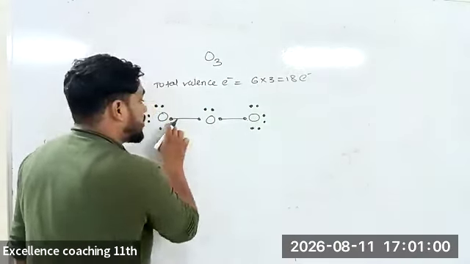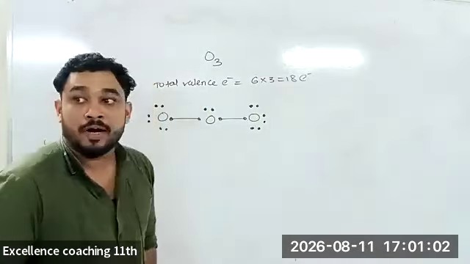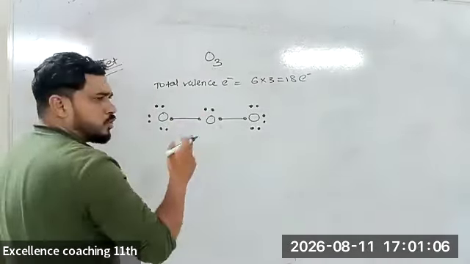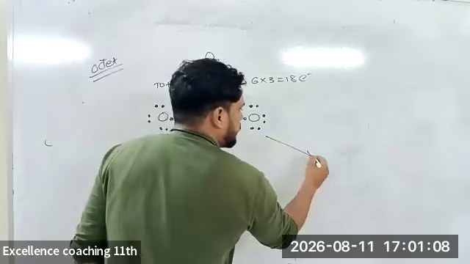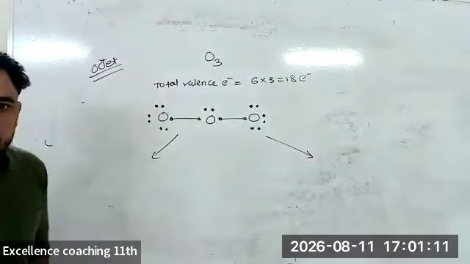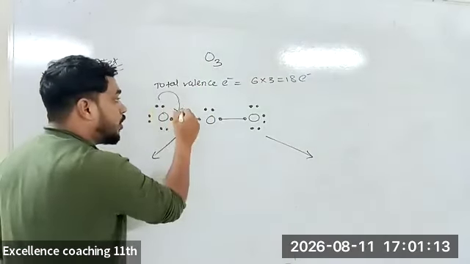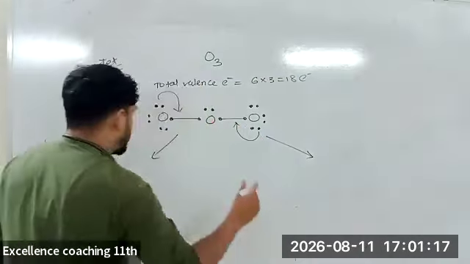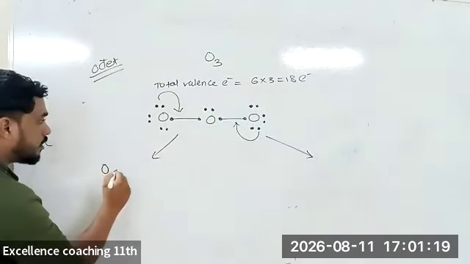1, 2, 3, 4, 5, 6. Is it complete? No. So we have to convert those lone pairs into what? Bond pairs. So how many structures will I get here? 2 structures. Either I can convert this lone pair into a bond pair, or I can convert this lone pair into a bond pair. So if I convert this, I will get like this.